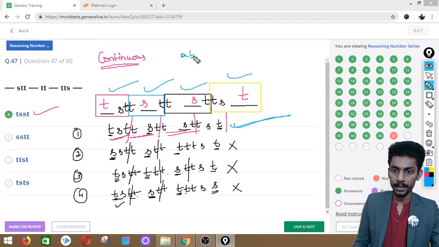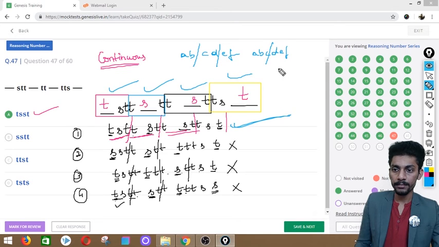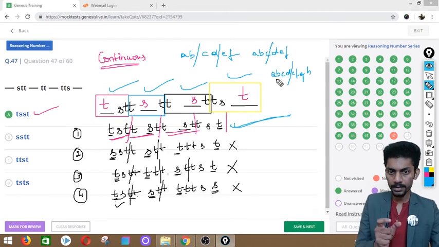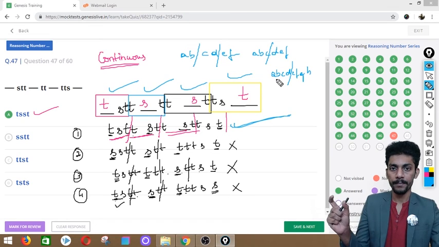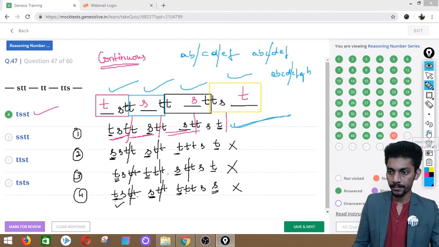There is A, B, C, D, E, F, for example. You can check the pattern as 2, 2 together, or like this, A, B, C, D, E, F, 3, 3 together, or you can check A, B, C, D, E, F, G, H, 4, 4 together. Anything is possible, but it should have the same pattern followed every time. Understanding? So we'll solve the next question and it will be more clear.